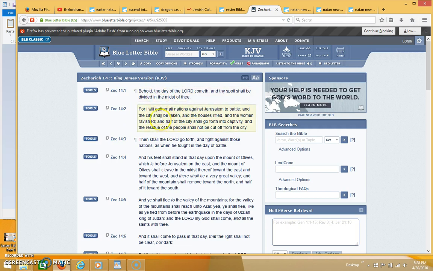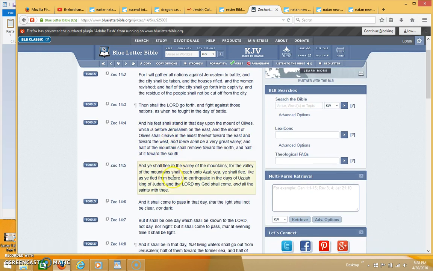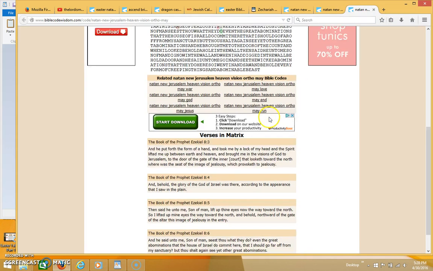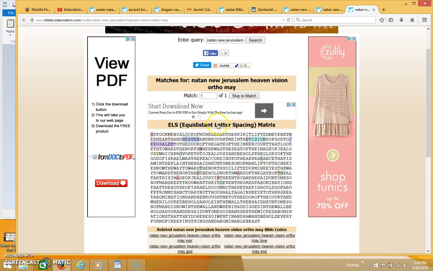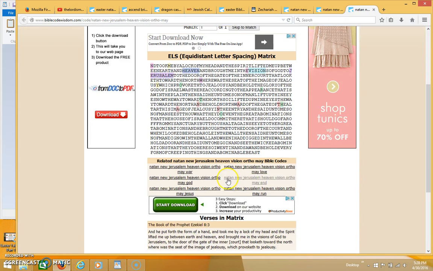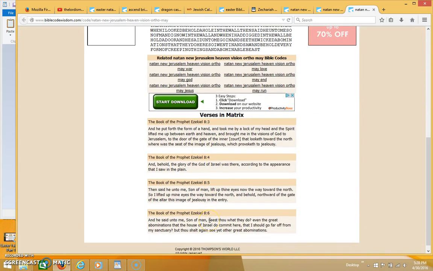And again, this is what Natan saw in his vision, and the rest of it with the Mount of Olives. And he basically saw everything that's mentioned here in Zechariah 14 in his vision. So I just thought I would point out those scriptures. And as you can see, this is where Natan comes up in ELS form with the words New Jerusalem. It came up in this matrix where it's talking about what I had just read here in Ezekiel 8.